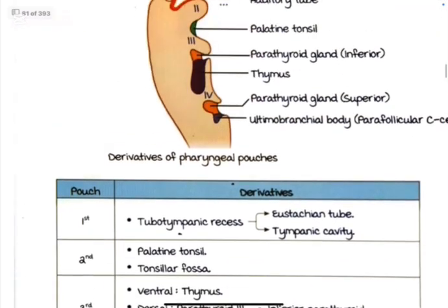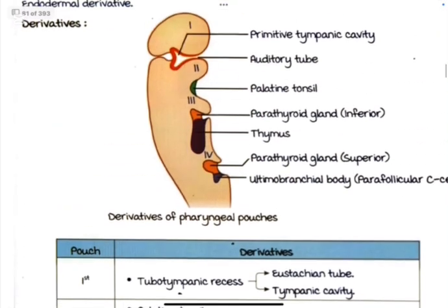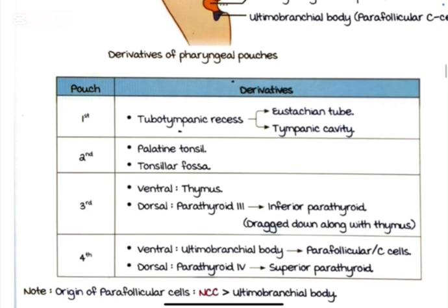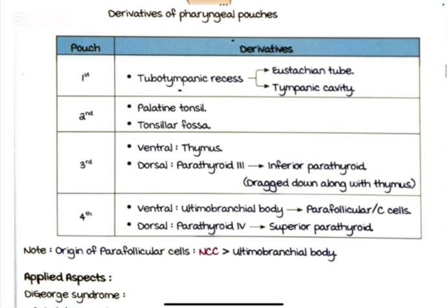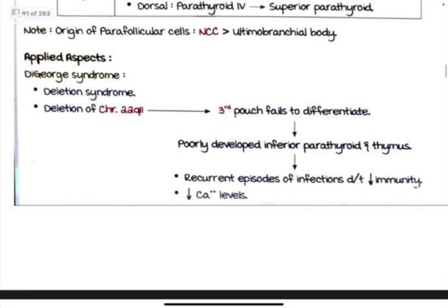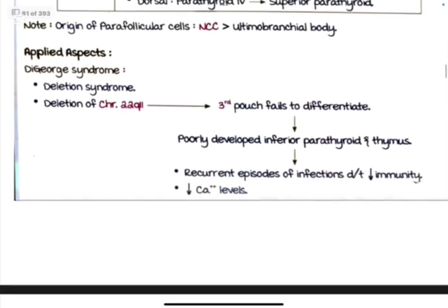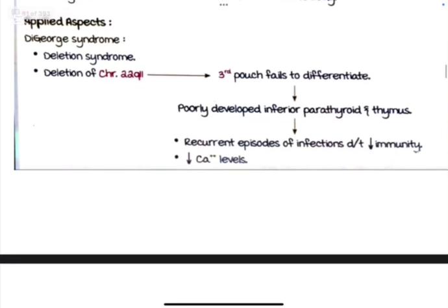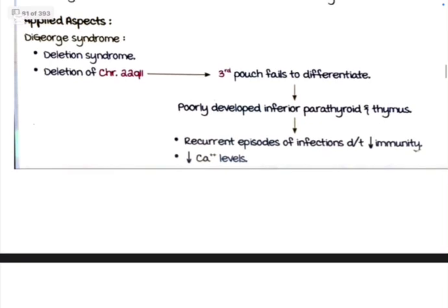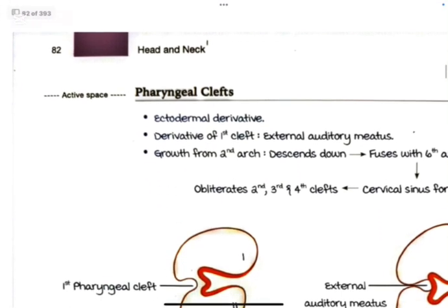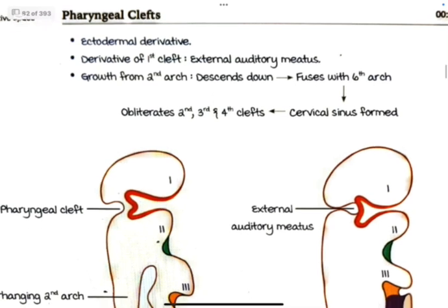This third pouch, which gives rise to palatine tonsil parathyroid, which gives rise to ventrally thymus and parathyroid gland inferiorly. Poorly developed inferior parathyroid and thymus. Recurrent episodes of infection due to decreased immunity, decreased calcium levels because of parathyroid. DiGeorge syndrome.